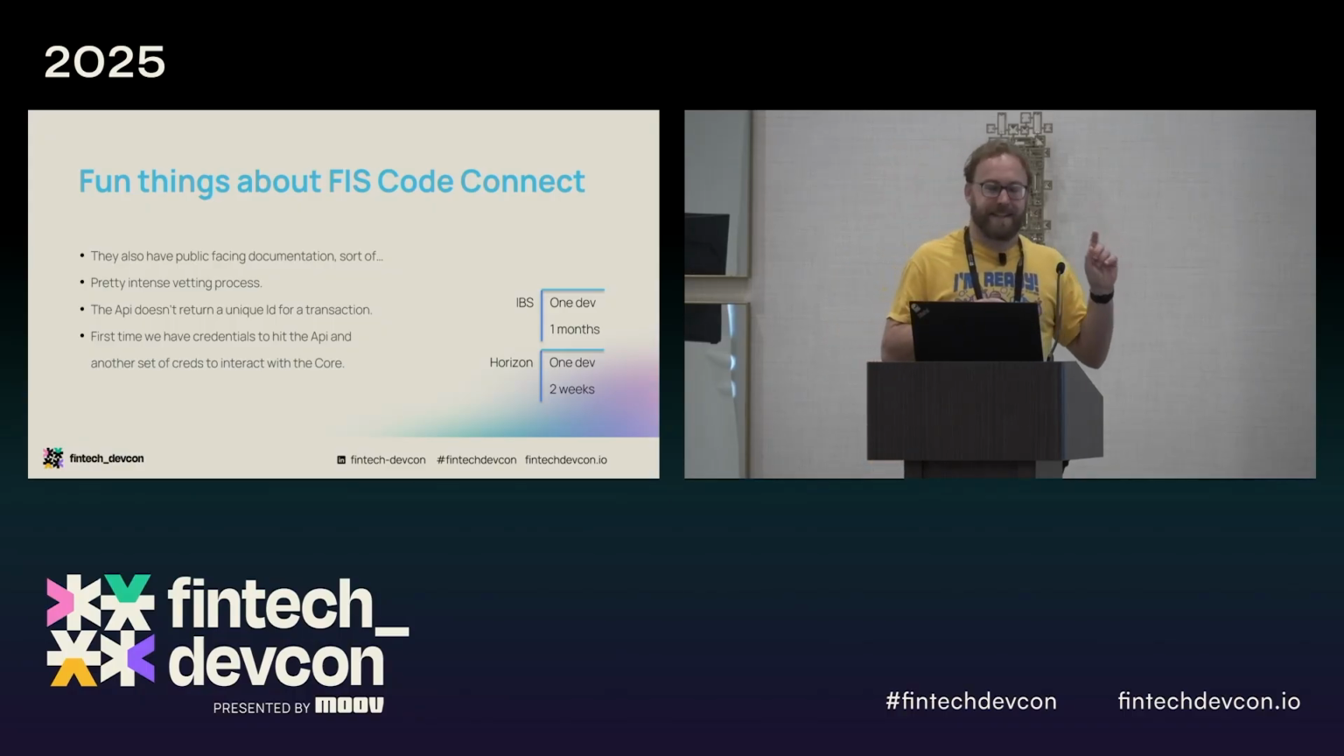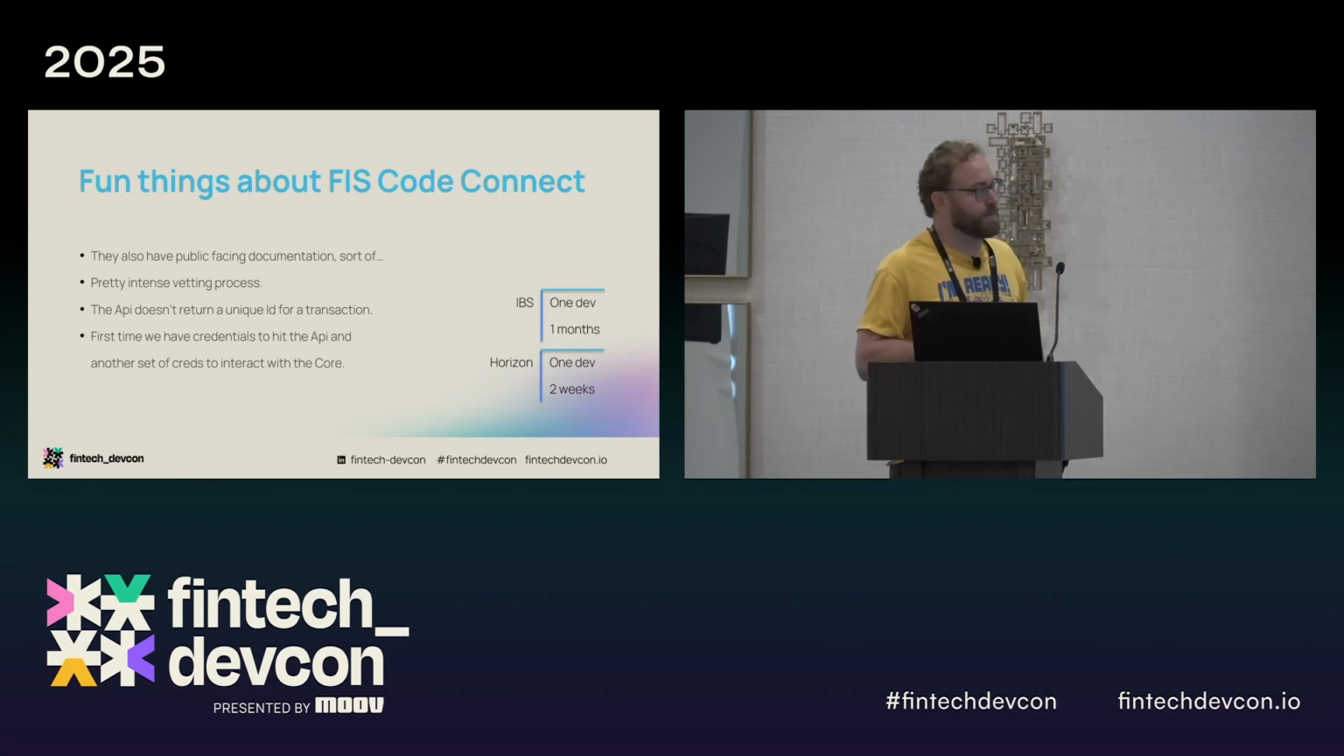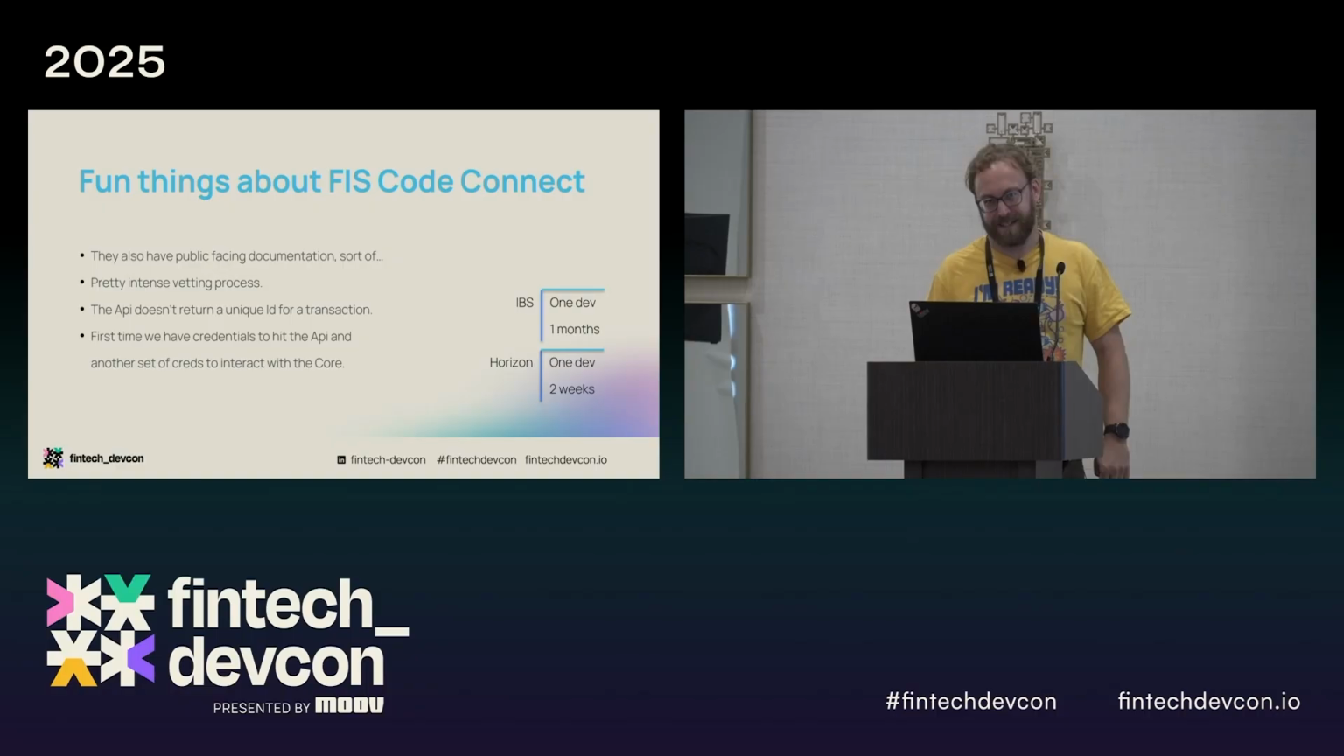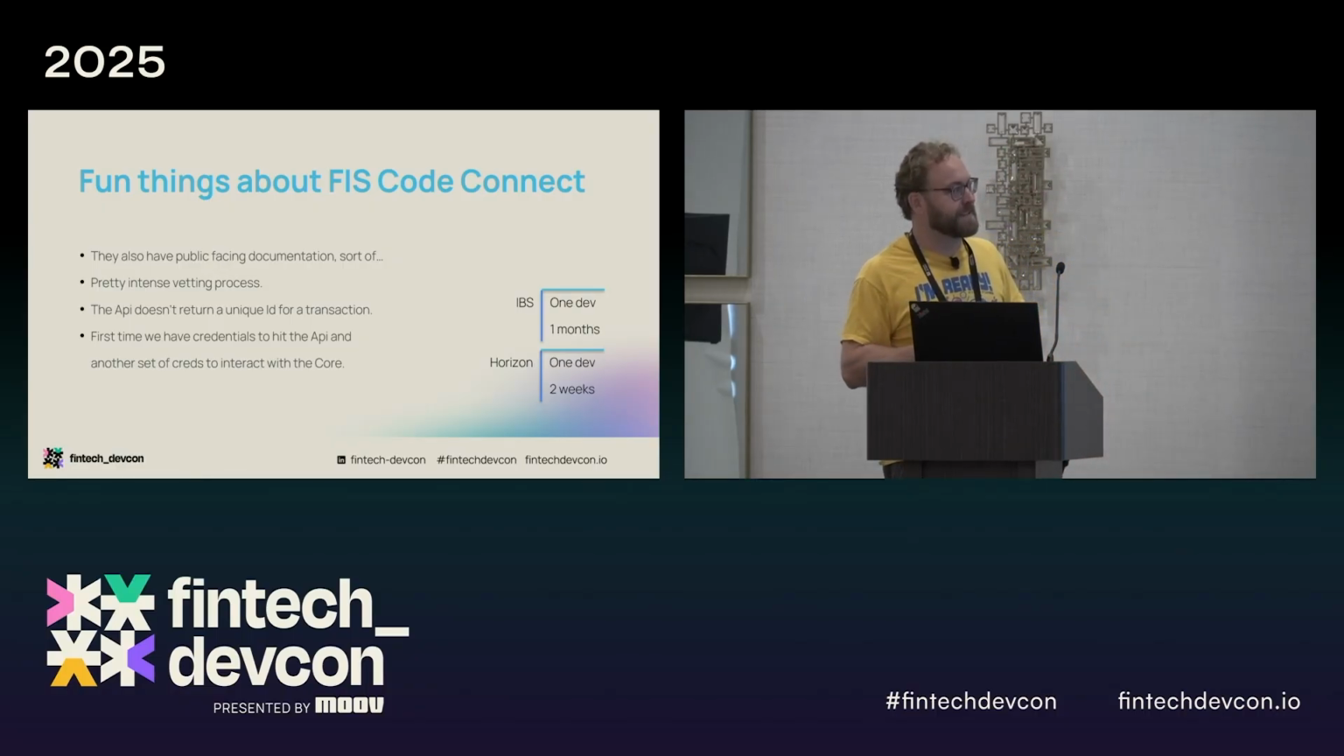Their documentation is almost public. You can go to their documentation site and you can see all their cores, but as soon as you click on a core, it's, hey, you got to request access. So we built, they give you Horizon for free, maybe? No? Okay, that's my CTO. We got Horizon first, even though we weren't integrating against it. And then they gave us IBS.